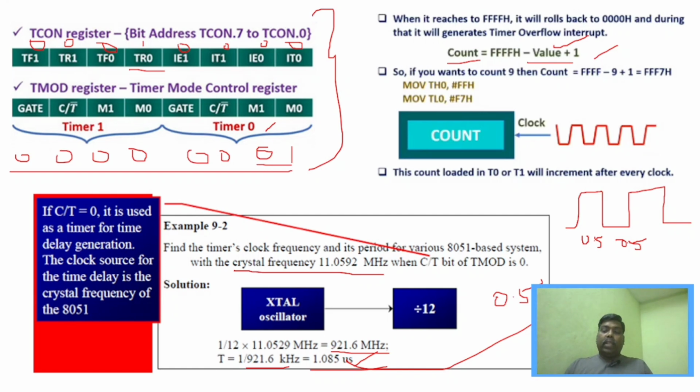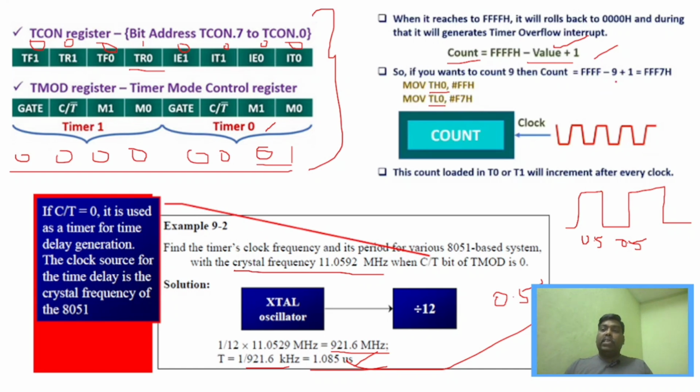1.085, so that you will get one particular value here, right? Some hexadecimal value. Now what we have to do is subtract that value here, so that we will obtain the count. After obtaining the count, we can obtain what TH0 and TL0 are.